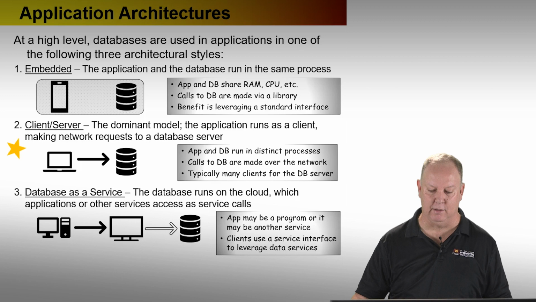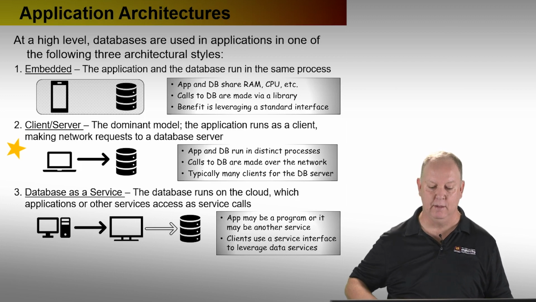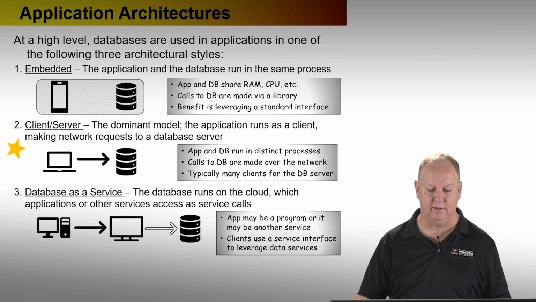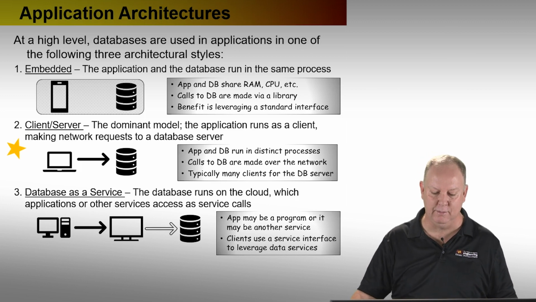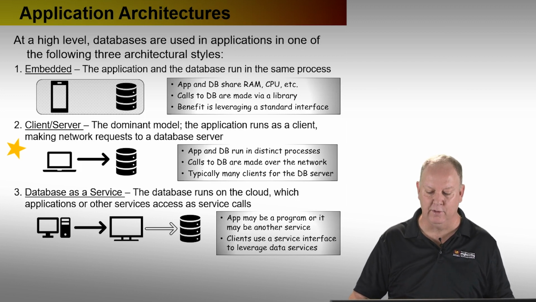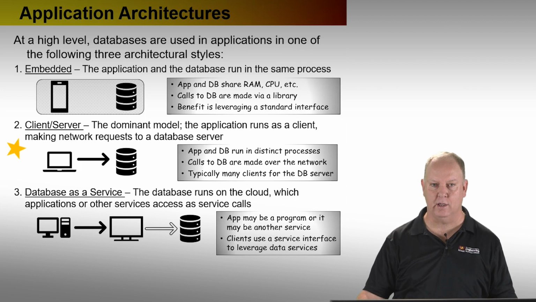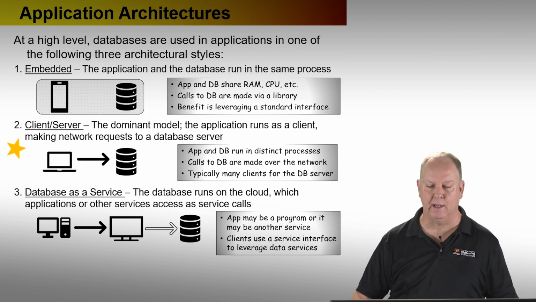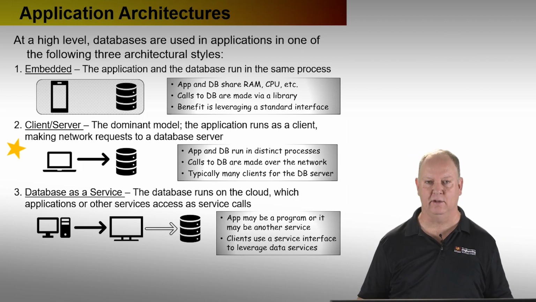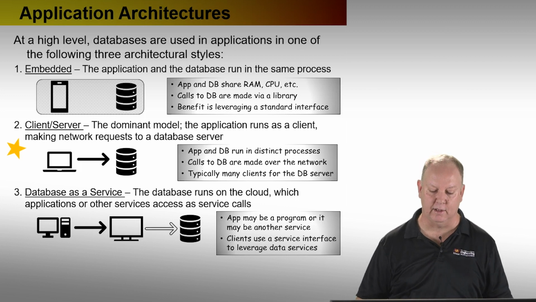Client-server is kind of the dominant model. The application runs as the client, making network requests to the database server. Therefore, the application and database are now running in distinct processes and typically on different computers. Now, when you do your homework, they may be on the same machine, but they do run in distinct program spaces or process spaces. The calls to the database server are made over the network, so that arrow represents a network connection. And we're going to talk a lot about that with the API because it's very important to understand the status of our network connection and what it represents.